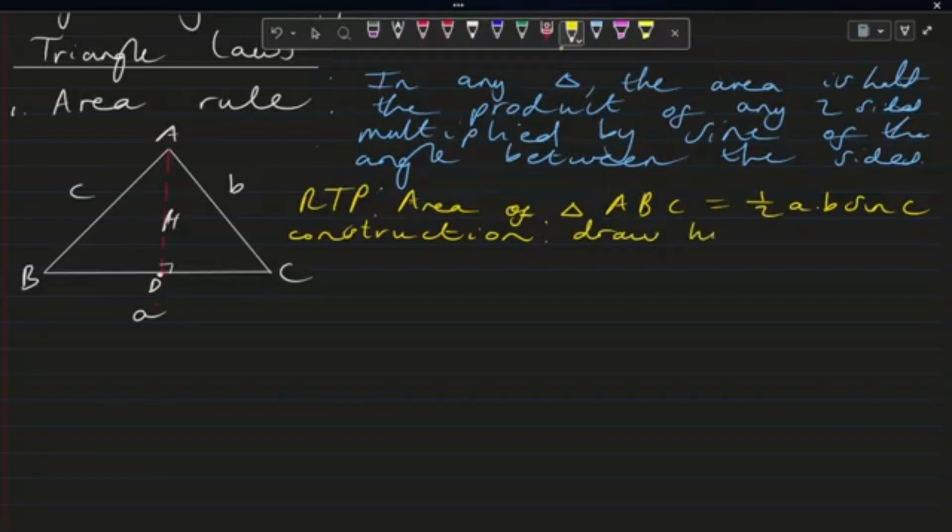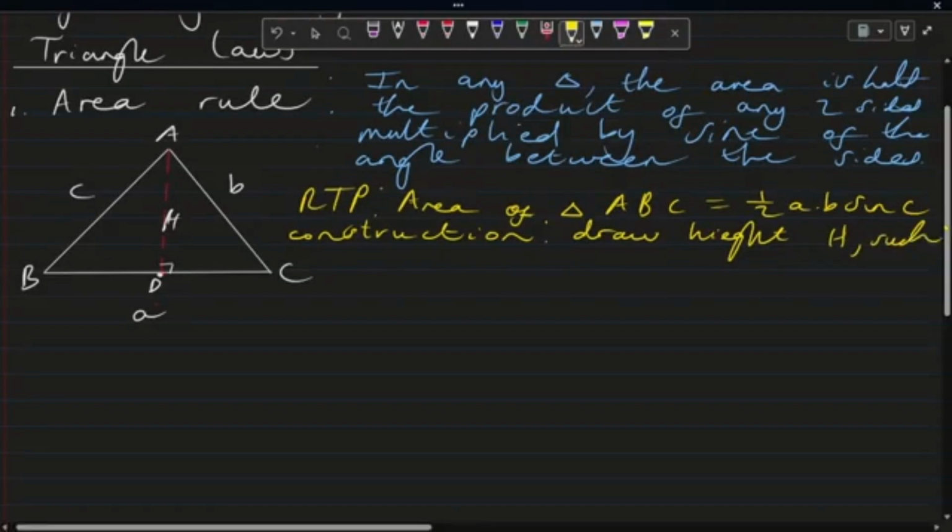So the construction that we have performed is that we draw height h such that h is perpendicular to BC. Such that h is perpendicular to BC. And then now the proof is a very simple one.